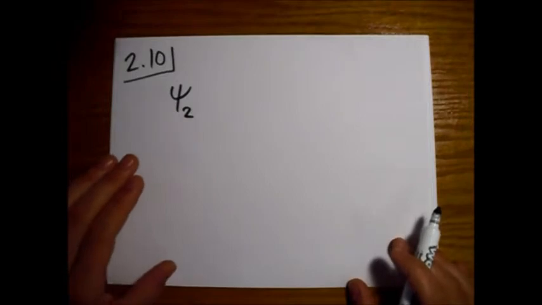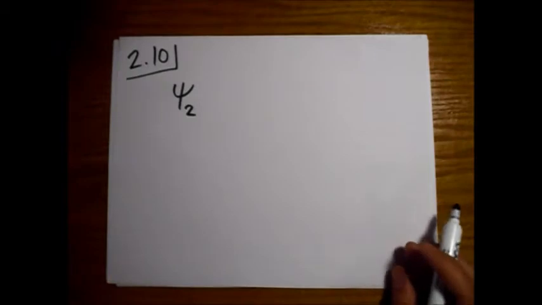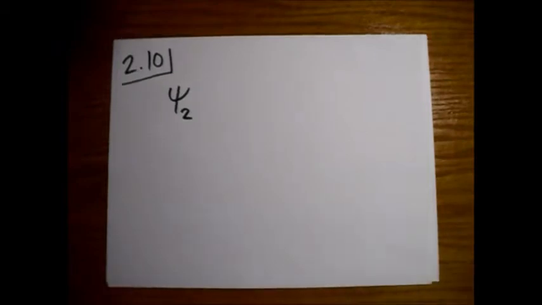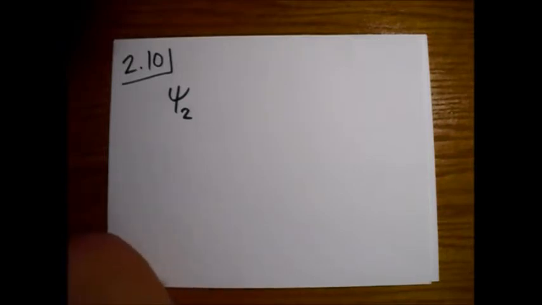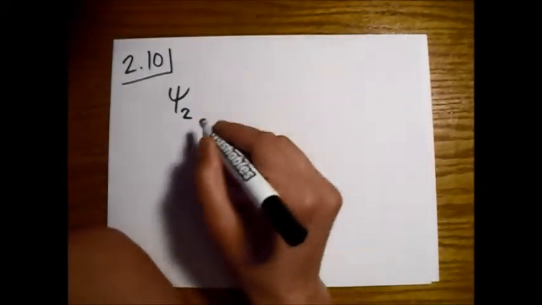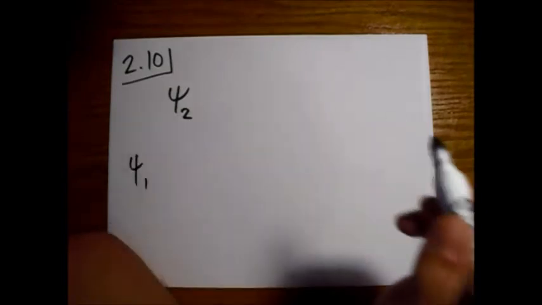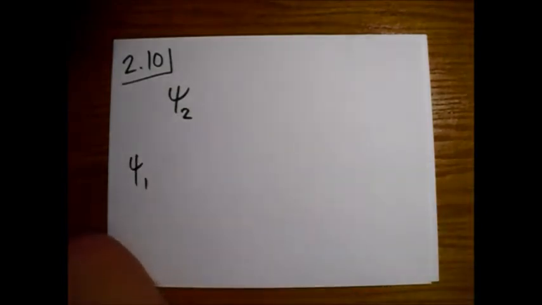I'm going to cheat a little bit, since Griffiths already constructed the first excited state for us in example 2.4. So I'll just write that out and we'll go from there. I will go back through example 2.4 and reconstruct it.